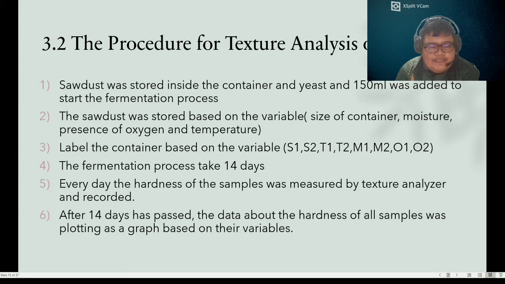The fermentation process takes 40 days to complete, and every day we record the hardness of the sample by using the texture analyzer. After 40 days have passed, the data on the hardness of all samples was recorded, and we plotted a graph based on their variables.